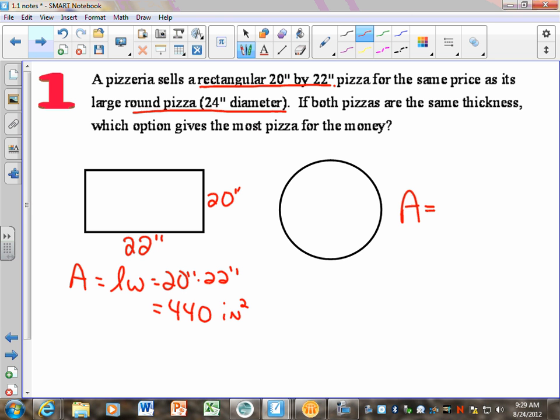How do you find the area of a circular pizza with a 24-inch diameter? That means all the way across is 24 inches. Area of a circle, anybody? I don't think that's right. Anybody remember the area of a circle? Pi r squared. Remember, pi comes from circles.